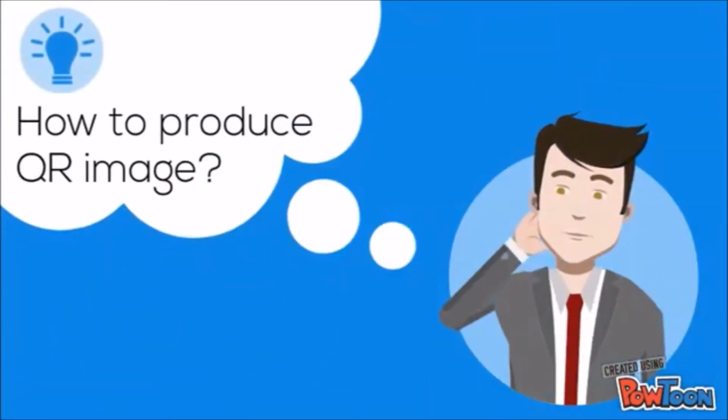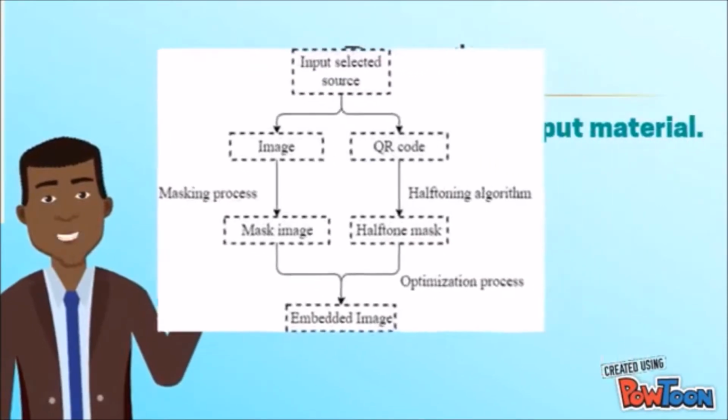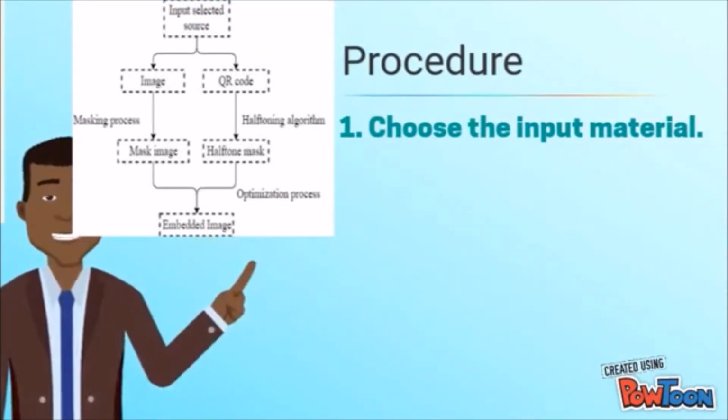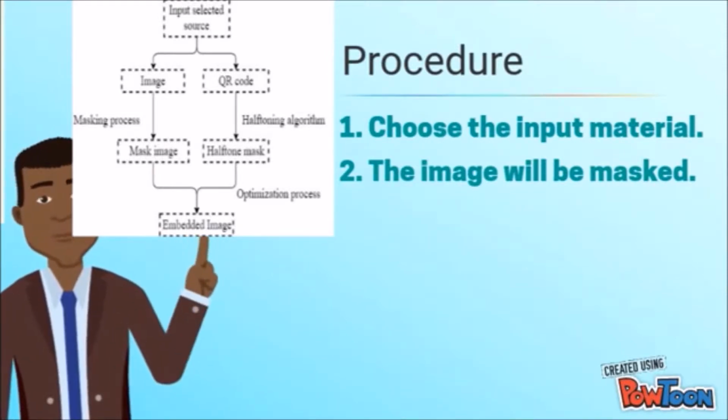The first step of the embedding process is to first choose the input material, which is the QR code and the color image. Then, the image will be masked to be used for image ordering and split into blocks of modules.